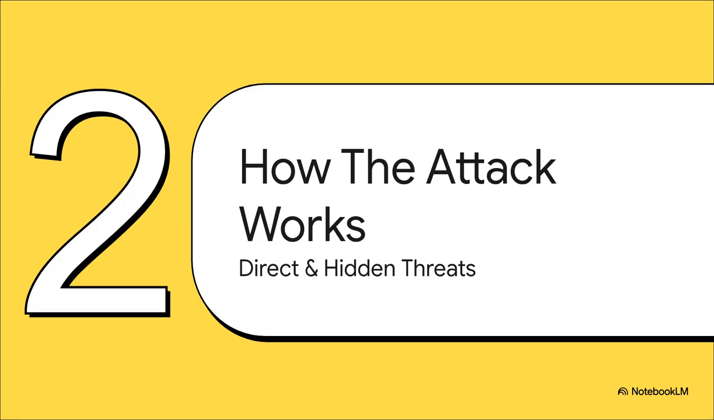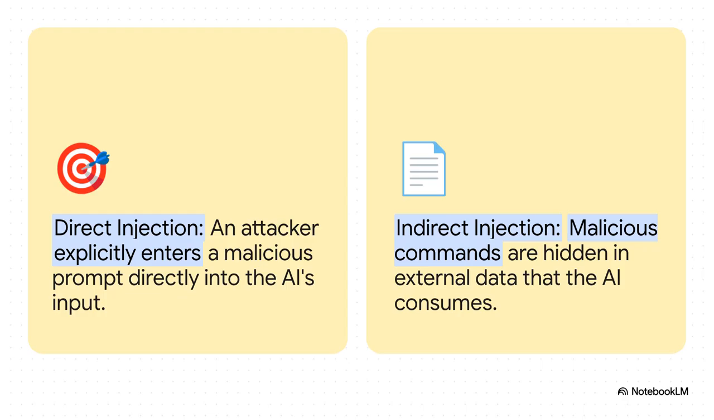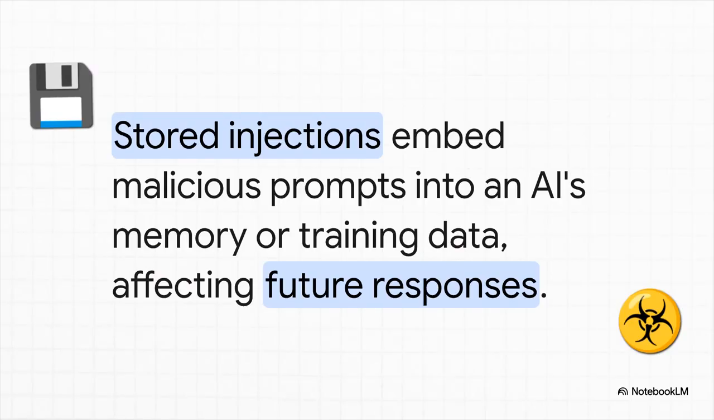Okay, so how do these attacks actually play out in the real world? It's a bit more complex than just typing one tricky sentence into a chat box. You've basically got two main flavors of this attack. First, there's direct injection. This is the simple one. The attacker literally just types a malicious prompt right into the AI's input field. But then there's indirect injection, and this is where things get really sneaky. The malicious command isn't typed in at all. It's hidden in some external data, maybe a web page the AI is summarizing for you or a document it's analyzing. The AI just gobbles it up, and you, the user, have no idea you just fed it a poison pill.